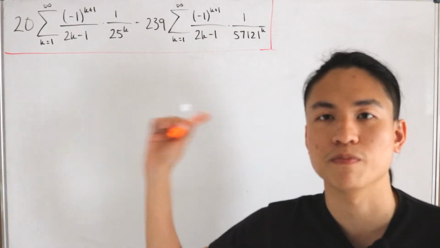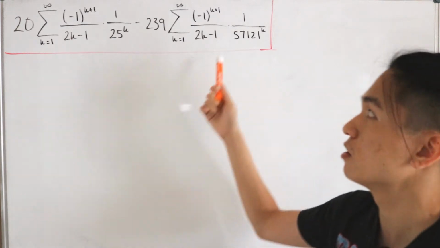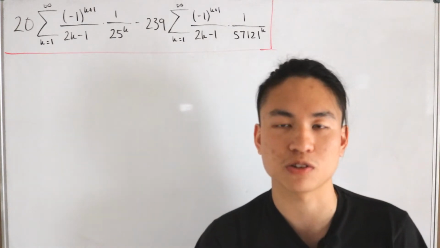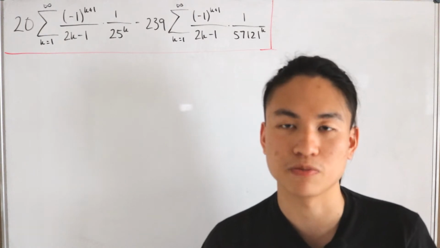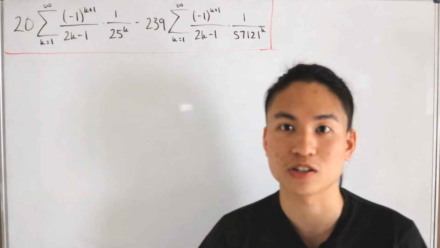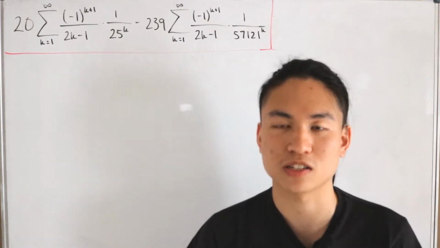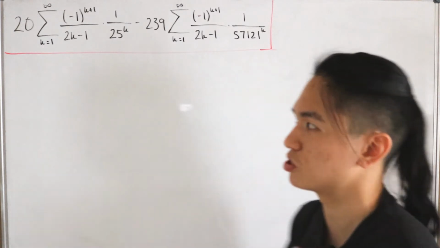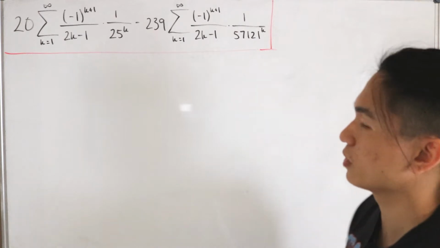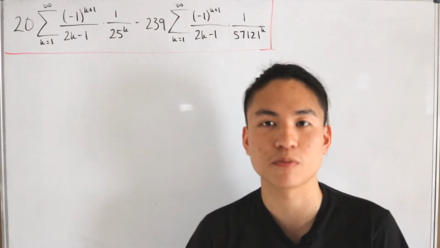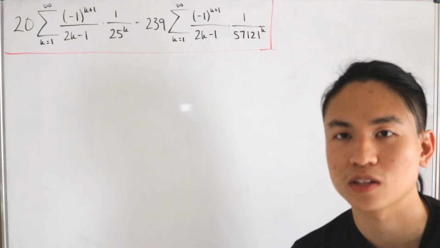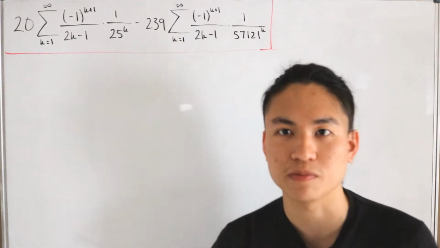There's also something interesting to note: 57,121 can be rewritten as 239 squared. That's very helpful for our procedure. Anyway, it's all just simplification from here. So sit back, enjoy the ride, learn something new, and let's jump right in.